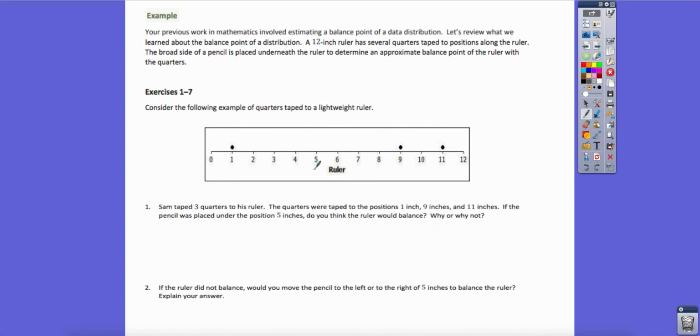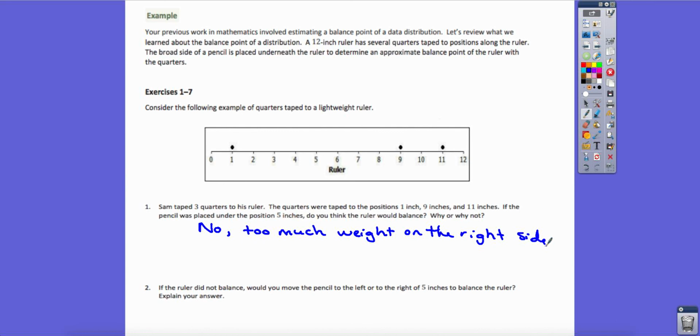I think we can tell that based on the 2 quarters over here being far enough out towards the end of the ruler that if I balance this in the middle, there's only 1 quarter over here to counterbalance it. And so this side of the ruler is actually going to be sitting on the table if I were to put a pencil under this at 5. So I don't think that this would balance. No, too much weight on the right side. It is not in balance.